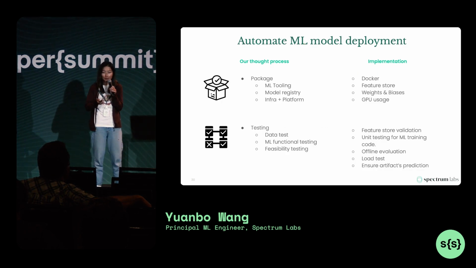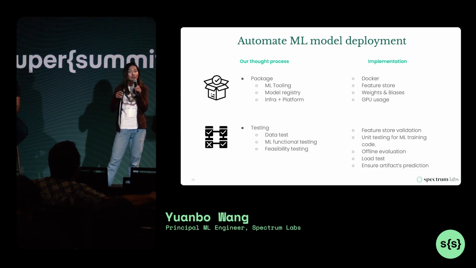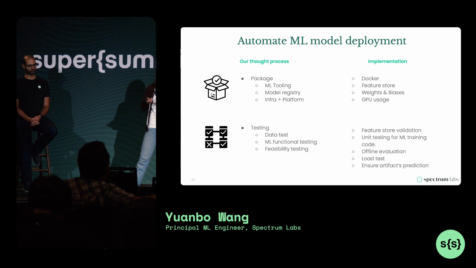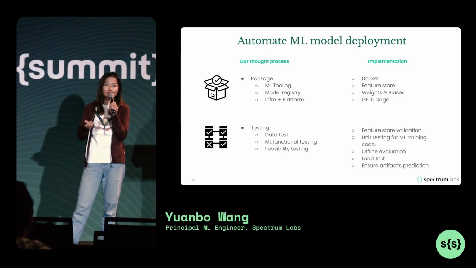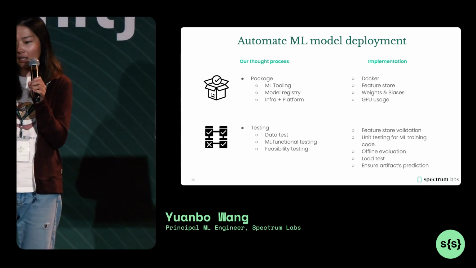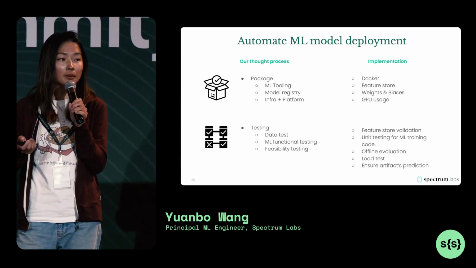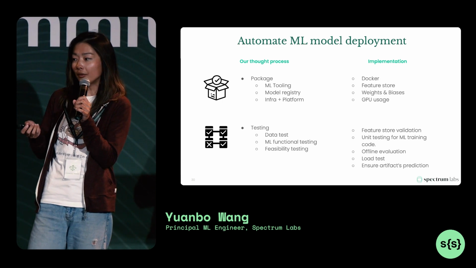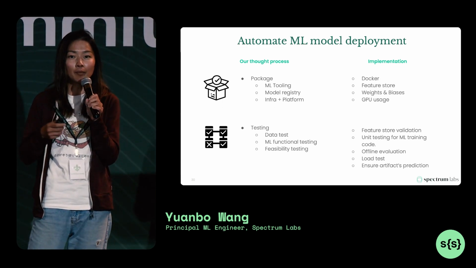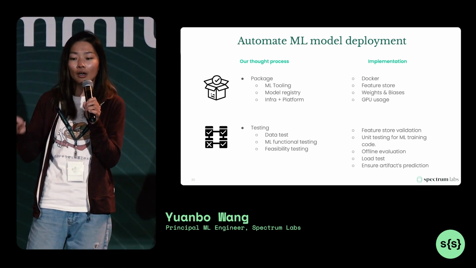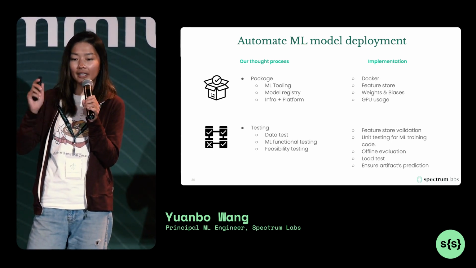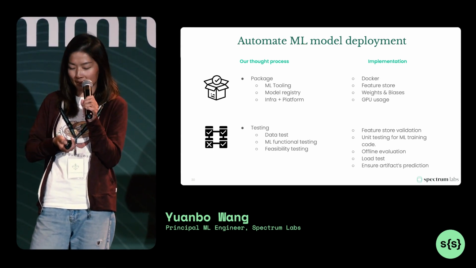So I'm going to go through a few modules here. On the left-hand side, you're going to see our thought process, more like in the ideal world, the best practice and how you want to do it. And then on the right-hand side, I'm going to talk a little bit about the implementation, because this is a trade-off process we're going through, and we're also building the first phase of this automatic ML training pipeline. So you will see our trade-off process there.